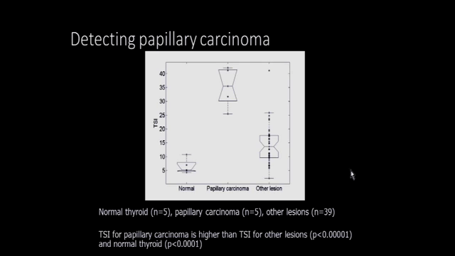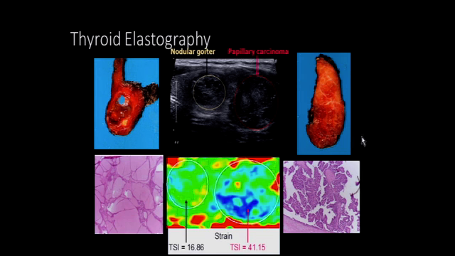So when you take all of these results together, normal thyroid and papillary carcinoma were distinguishable from other lesions, and the TSI for papillary carcinoma is higher than the TSI for other lesions, and even the normal thyroid, as can be seen here, where papillary carcinoma is much stiffer compared to these other lesions. This is a typical example.